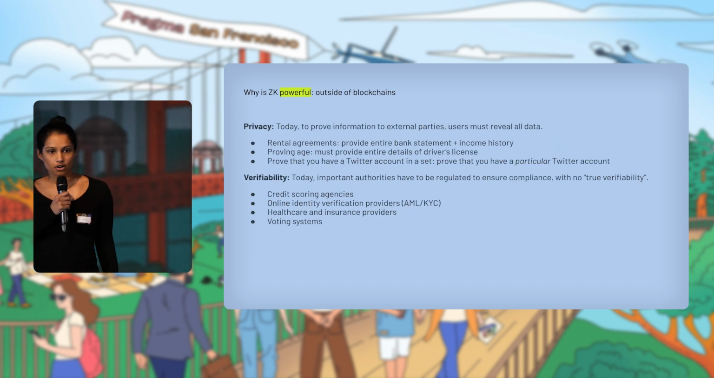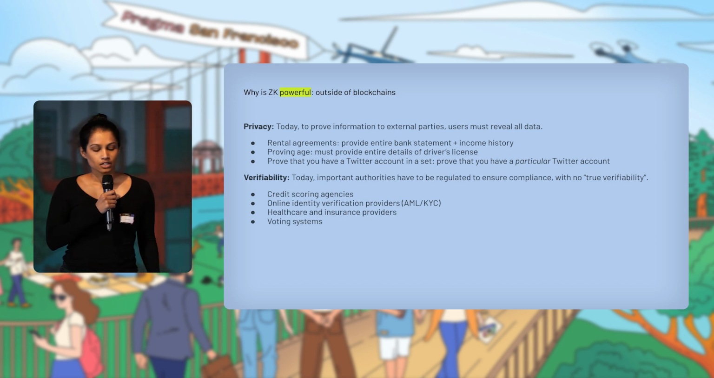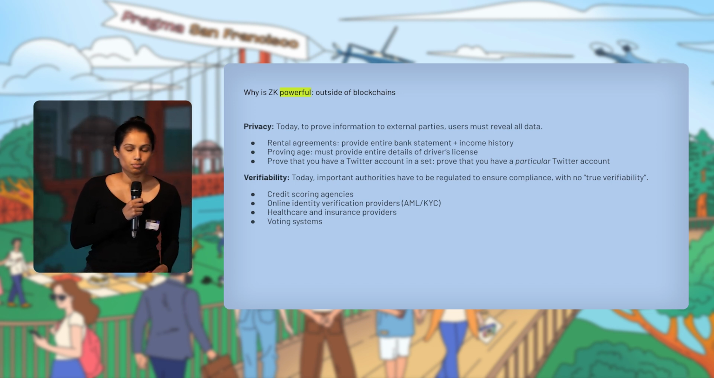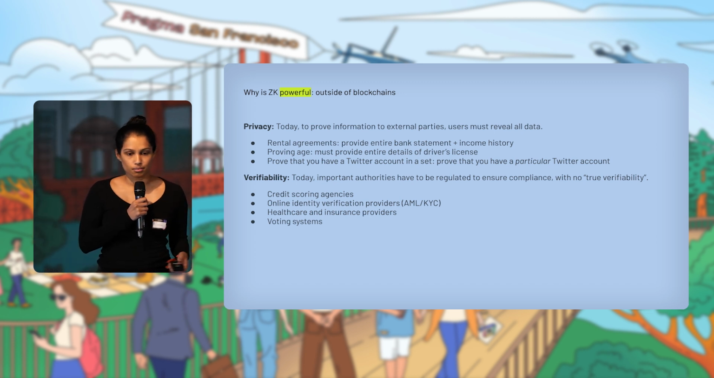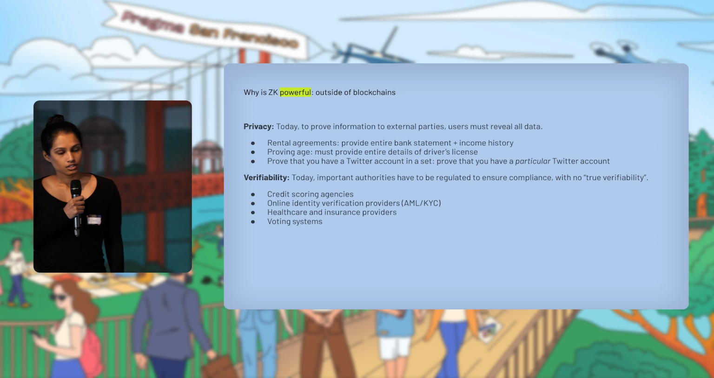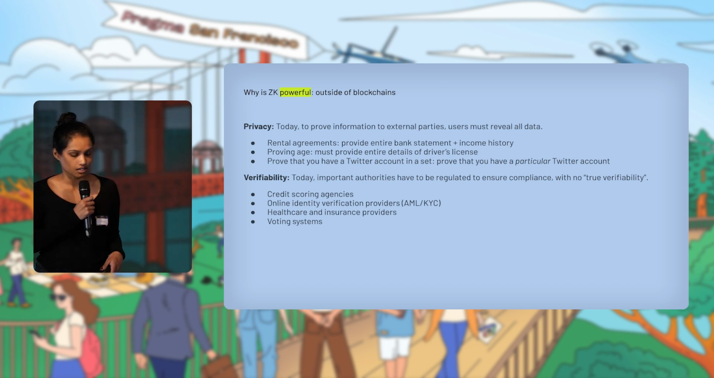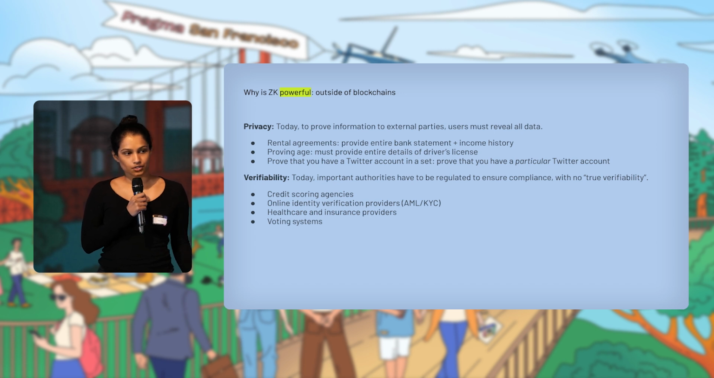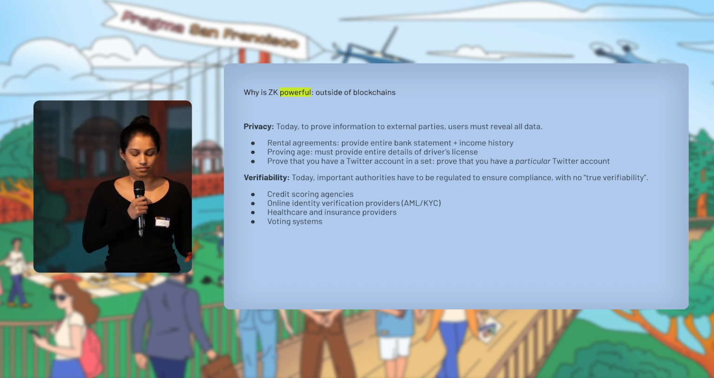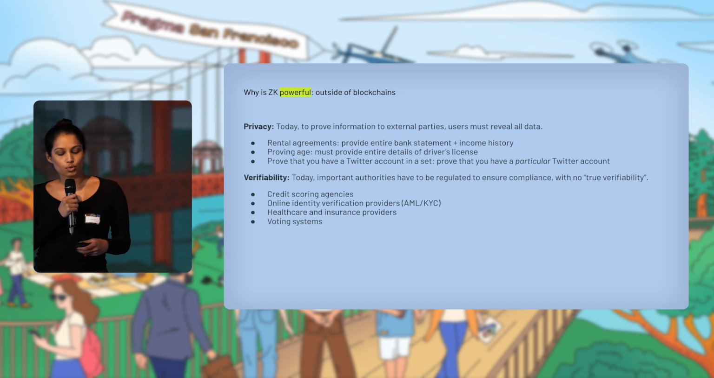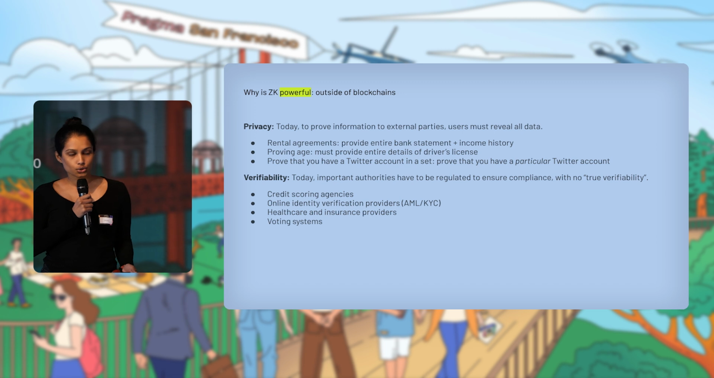Now, ZK is also powerful outside of blockchains, and that's also a big area of interest. So for example, those two same properties, privacy and verifiability, can help systems outside of Ethereum or Bitcoin or the blockchains we know. So just to go through some concrete examples that are talked about less in these sorts of conferences that I still think are really interesting: today in Web 2 or any of the systems we interact with, if you want to prove any sort of information to external parties, users are expected to reveal all their data.